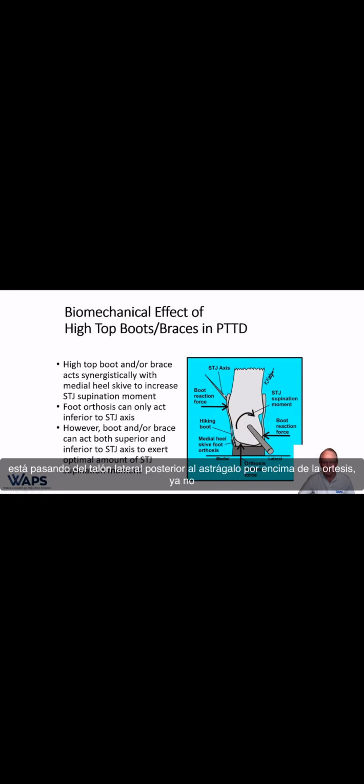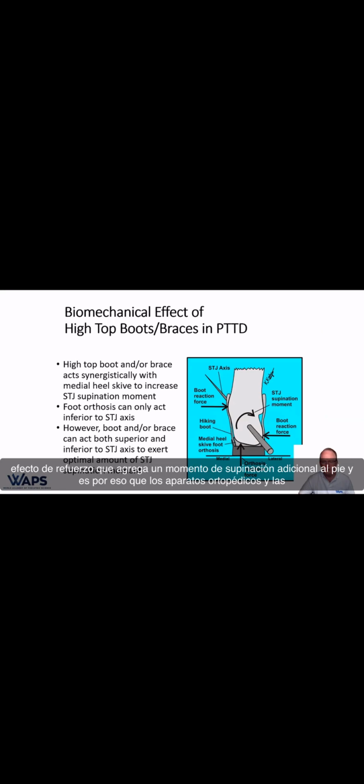Note here in this diagram that the orthosis, since the subtalar joint axis goes from the posterior lateral heel to the talus above, really doesn't have the ability to wrap around the subtalar joint to produce a supination effect. It has to have its effect by shifting ground reaction force medially, whereas a boot or brace can wrap around the subtalar joint axis both on the plantar and dorsal aspects of the subtalar joint to produce a bracing effect that adds additional supination moment to the foot.